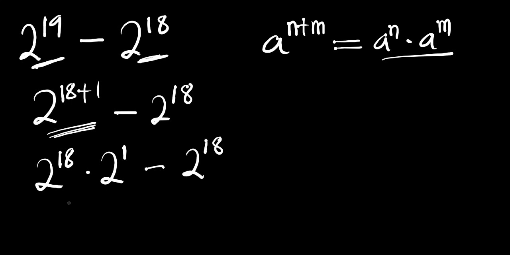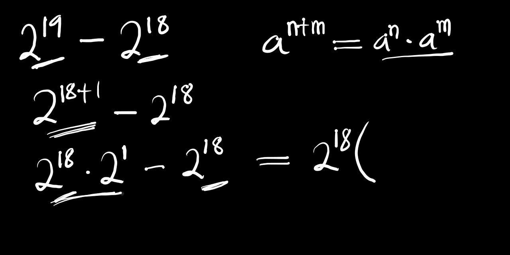At this point, we have 2 to the power of 18 here and 2 to the power of 18 here. We can factor that out. So we are going to have 2 to the power of 18 into, let's divide 2 to the power of 18 times 2 to the power of 1 by 2 to the power of 18. We are going to have 2 to the power of 1 minus, we divide 2 to the power of 18 by this 2 to the power of 18 here. We are going to have 1.